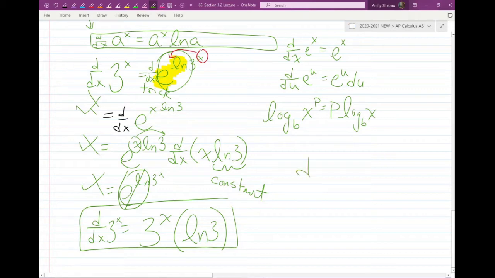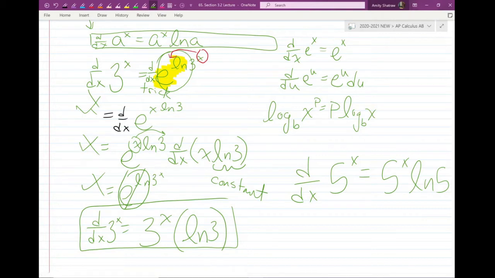So for example, if you want to do d/dx of 5 to the x, what are you going to get? You are going to get 5 to the x with a natural log of 5, and it's just that simple, okay? So, wait, really? It's that easy? Well, yeah, it's that easy. I mean, unless there's a function up here. Obviously, if there's a function up there, there's a little bit more.